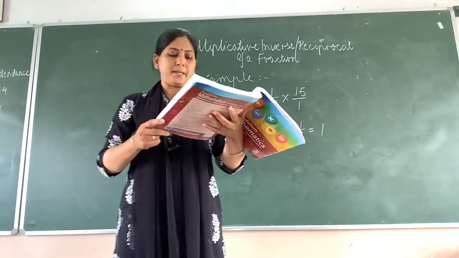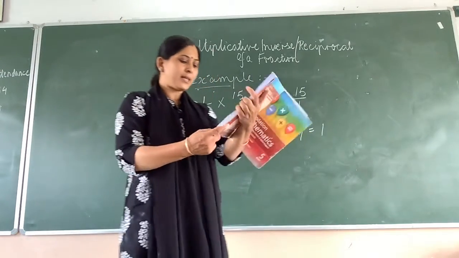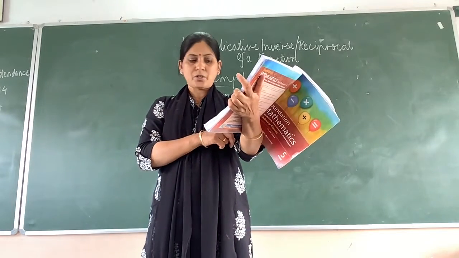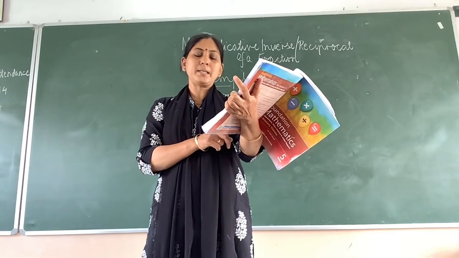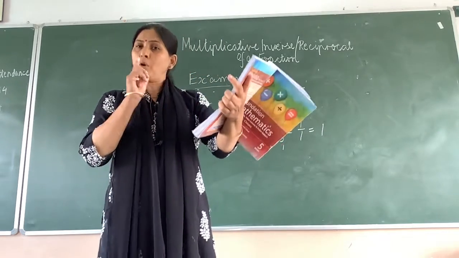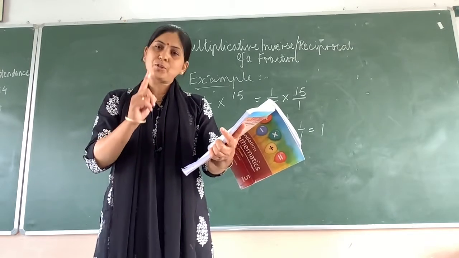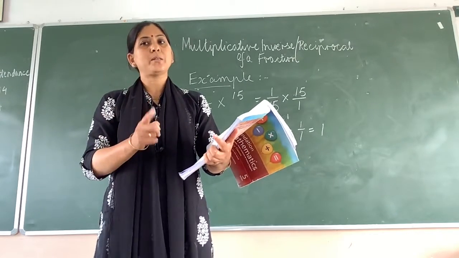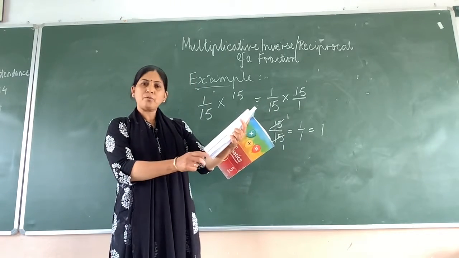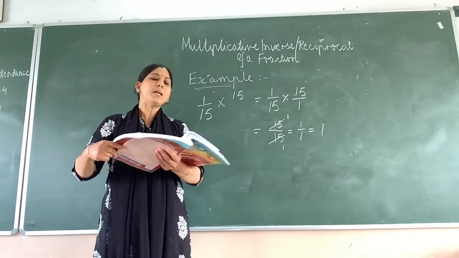The first example is 1 over 2. We are multiplying by 2. So what do you see? The product of 1 over 2, which is a fraction, and whole number 2 is 1. So 1 over 2 is the multiplicative inverse of 2, and 2 is the reciprocal of 1 over 2. Like this, children, there are a few fractions and whole numbers given. Each of them is the reciprocal of the other.